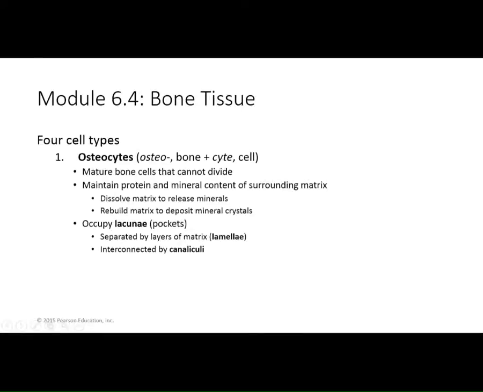Remember the cells of bone, four types. Osteocytes. Where do we find osteocytes? In the bone, right? They're the cells in semi-retirement. They're in the lacunae. And we're talking about compact bone here. And they're in those lacunae, in those little spots or those little spaces.